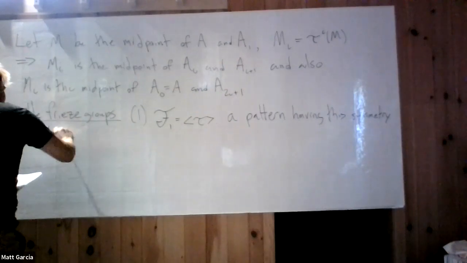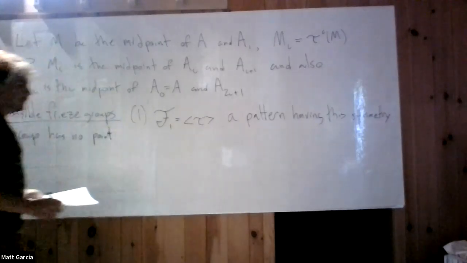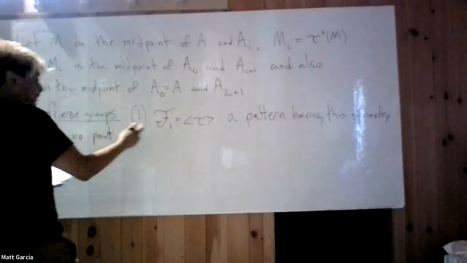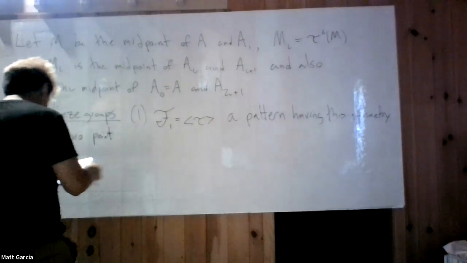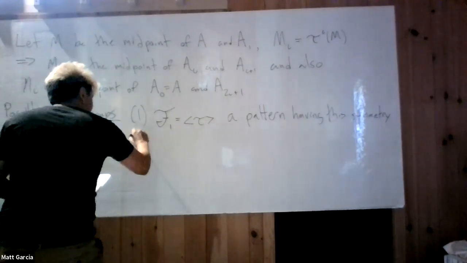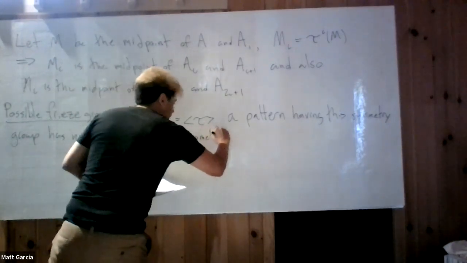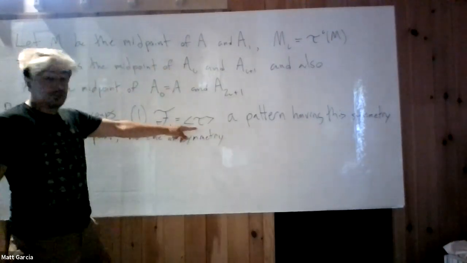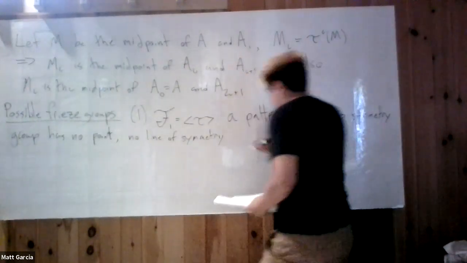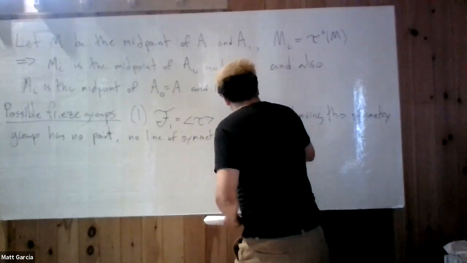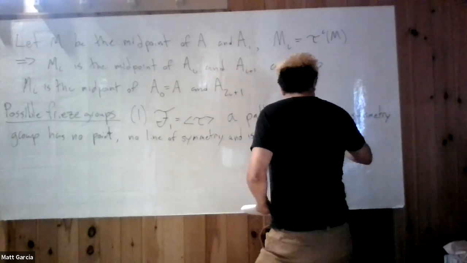first of all has no point of symmetry, right? That is because there's no half turn contained in just the group generated by a single translation. No line of symmetry, again because there are no reflections in this group generated by tau. And furthermore, it is not fixed by a glide reflection.